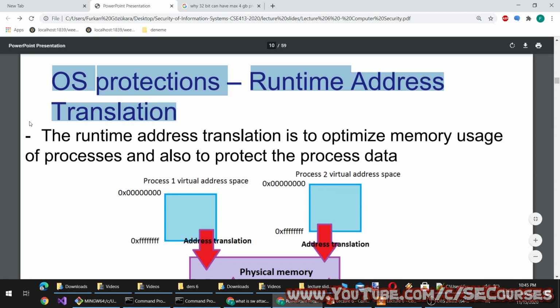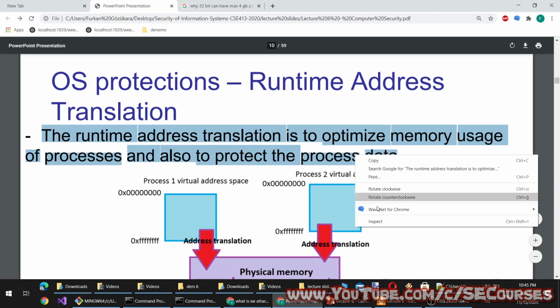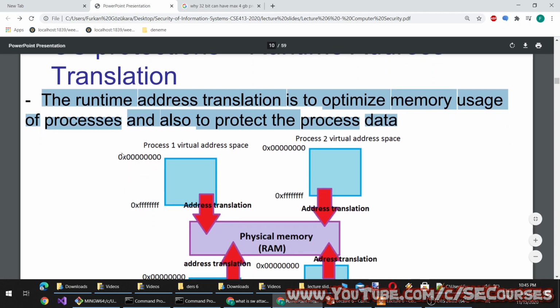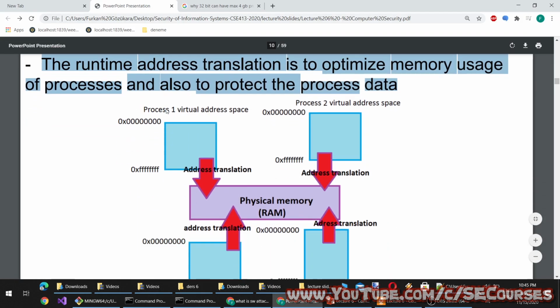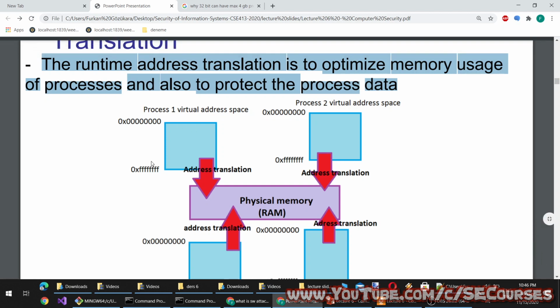OS protections, runtime address translation. The runtime address translation is to optimize memory usage of processes and also to protect the process data. Okay, so there is process 1, virtual address space. It starts from 0 until this. This is probably 4 GB. And there is process 2, virtual address space. It's from 0 to 4 GB. You see, they see as they have memory that is starting from 0 and up to 4 GB. And on the physical memory, they are assigned to different locations.